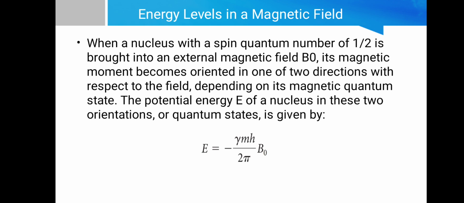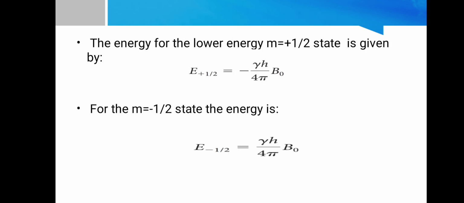When a nucleus with a spin quantum number of 1/2 is brought into an external magnetic field B0, its magnetic moment becomes oriented in one of two directions with respect to the field, depending on its magnetic quantum state. The potential energy E of a nucleus in these two orientations or quantum states is given by this formula. The energy for the lower state, M is equal to plus 1/2, is given by E plus 1/2 is equal to minus gamma h B0 over 4 pi, where h is the Planck constant and B0 the magnetic field. For the M is equal to minus 1/2 state, the energy E minus 1/2 is equal to gamma h B0 over 4 pi.